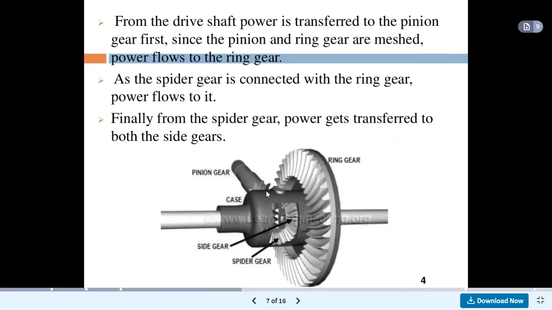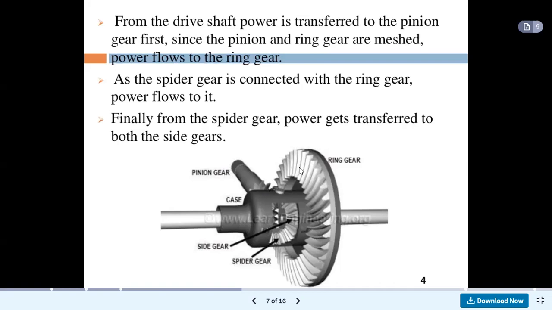Okay, so if we see this diagram, this is the pinion gear. One shaft is shown on the back side of this diagram. Actually, consider this is the propeller shaft, and the engine is located here, for example. So from the engine, the power or rotation comes towards the gearbox, and the main shaft of the gearbox is connected to the propeller shaft, and at the end of the propeller shaft, the pinion gear is attached, and this pinion gear is attached with this ring gear.